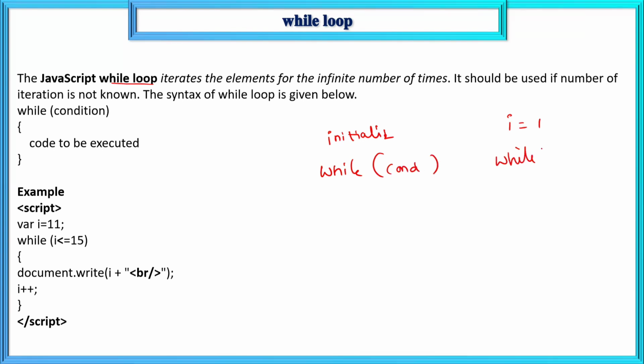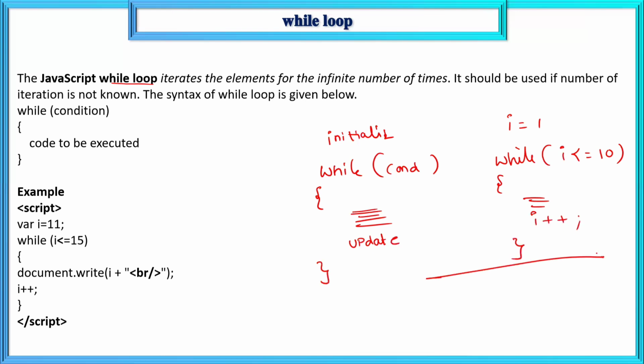So here, while i less than or equal to 10, open the curly bracket. Here you are writing some set of statements, whatever code you want. At last, you are doing some update, either increment or decrement. Suppose here I am doing i plus plus. You got it? This is while loop.